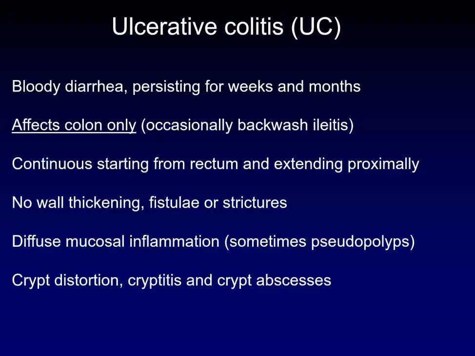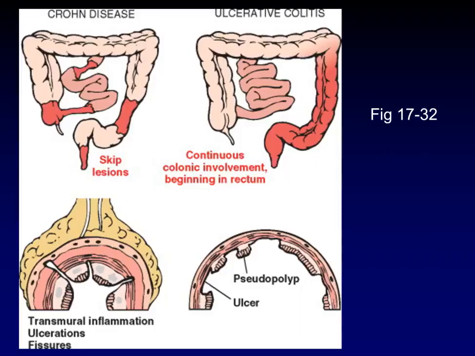However, ulcerative colitis does not involve the full thickness. The wall is not thickened. There are no fistulas. There are no strictures. The mucosal inflammation is usually diffuse. However, there is crypt distortion, cryptitis, which is inflammation in the crypts, and crypt abscesses. Now, crypt abscesses are, for purposes of exams, considered to be specific for ulcerative colitis. However, they're not. They can also be seen in Crohn's disease.